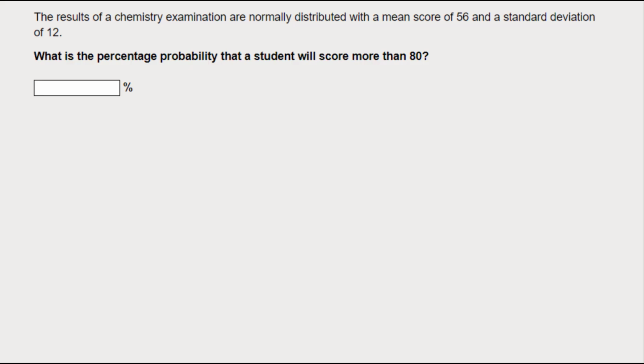This is a little maths problem here. It's asking us what's the percentage probability that a student will score more than 80 on a test. And they're telling me that the results of these tests are normally distributed. So that means we're getting a kind of bell curve, with the mean or the average in the middle, and half of them are scoring less than the mean and half are scoring more than the mean.